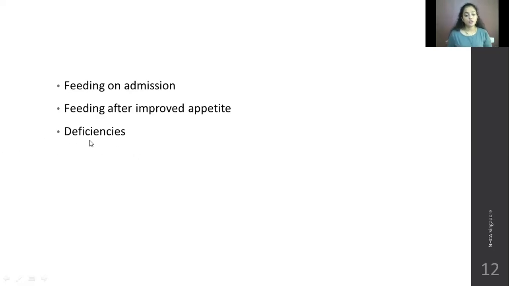So deficiencies have to be taken care of after the child has got an improved appetite, when the child is hungry and all. After that, slowly you can take care of the other micro deficiencies which the child may be having. Okay, so giving fortified food, a food which is fortified with iron, minerals, and all such things, can be started after the appetite has been improved.